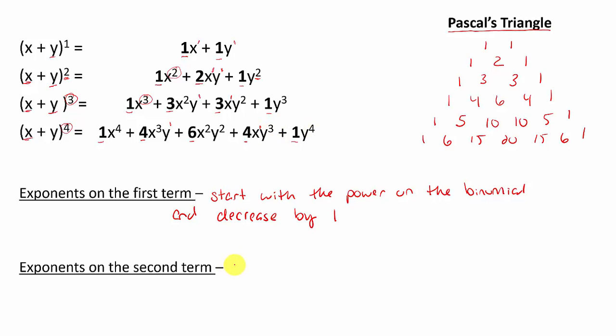So the exponents on the second term are always going to start with 0 as the power. Okay, so it starts with 0 for my exponent and then increases by 1 each term. Okay, so that's going to be important. So make sure that you have that written down, that you know that.